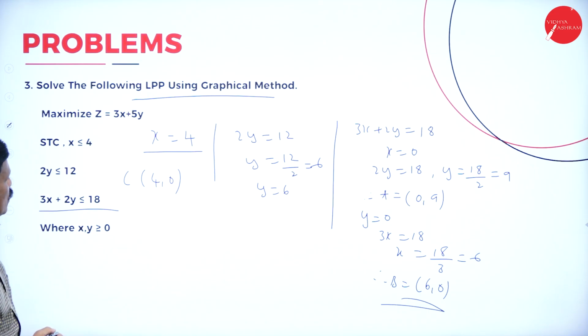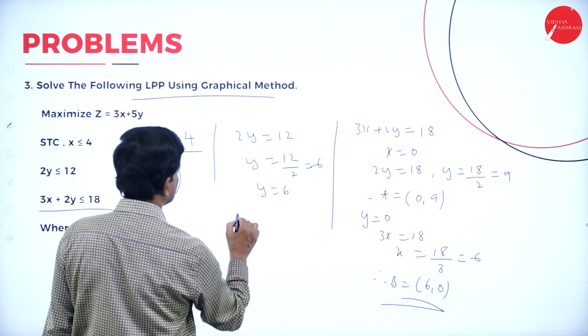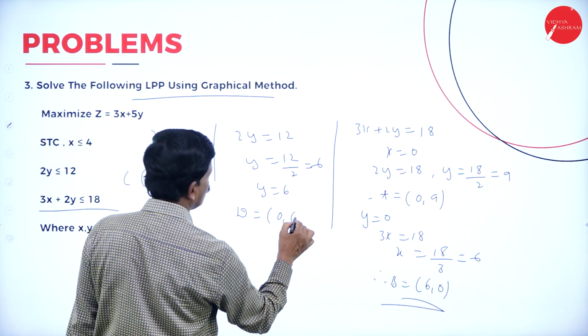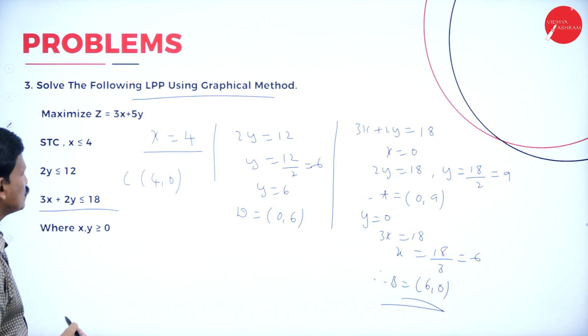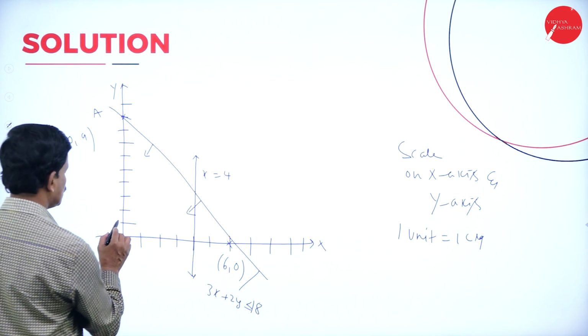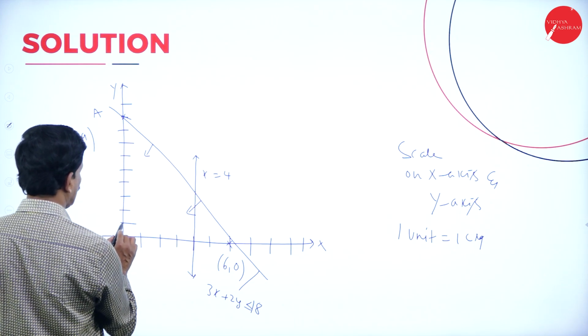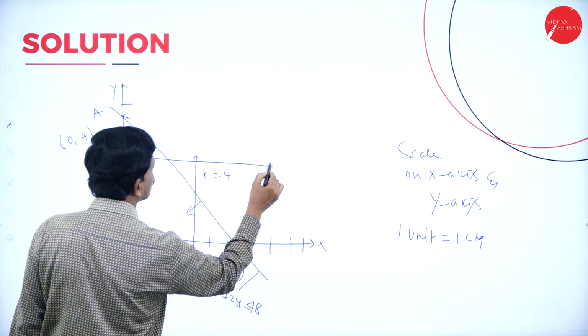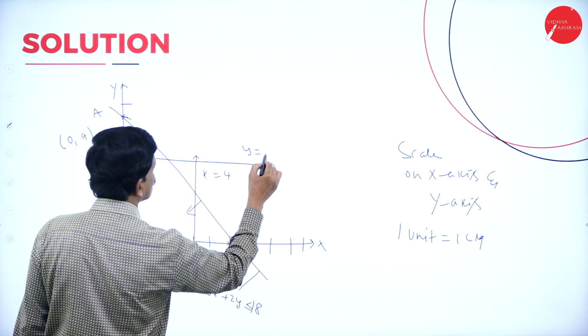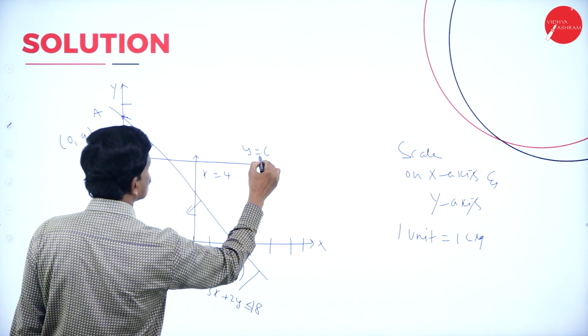Then next, what is another line? This is D. X is 0, y is 6. D is 0 comma 6. X is 0, y is 1, 2, 3, 4, 5, 6. This is another line, y is equal to 6.